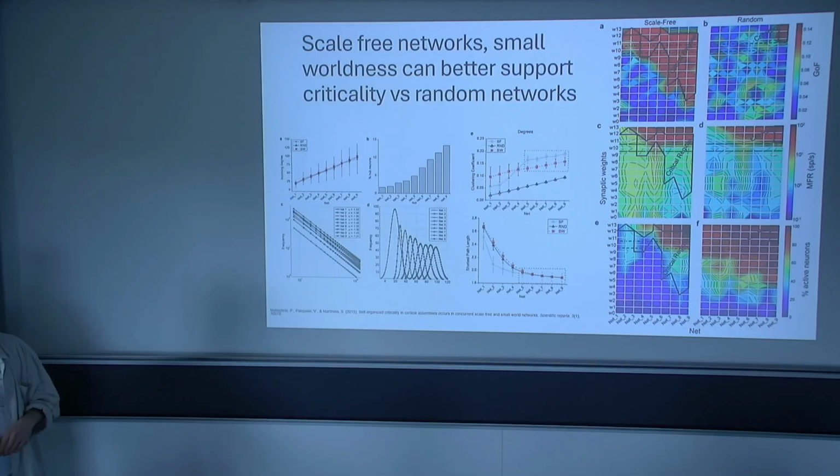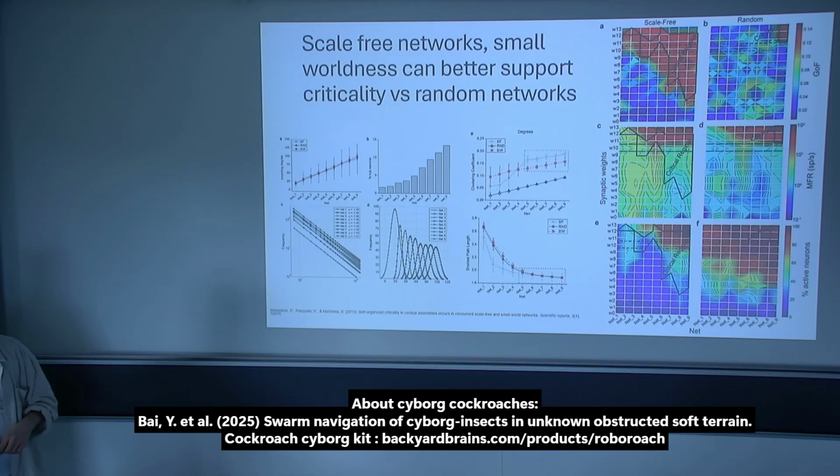There are people working on hijacking insects, for example, by implanting electrodes into them, which lets you control their movements. You can buy a system like that off the internet from Backyard Brains, a solar-powered cockroach controller.